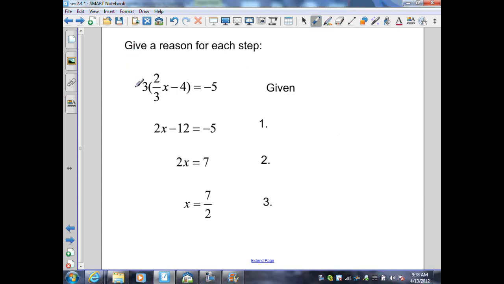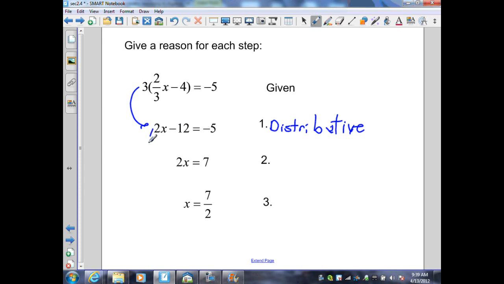Our first example is an algebraic equation. They want us to give the reasons for each step. Here we have an equation, and that is our given information. We want to know what property takes us from our given to the next step. And if we multiply through this parenthesis with 3, that would be the distributive property. Therefore, when I multiply by 3, 3 times 2/3 x is 2x, 3 times a negative 4 is a negative 12, and bring down the minus 5.